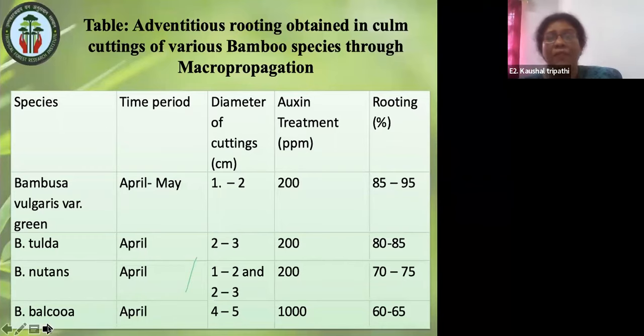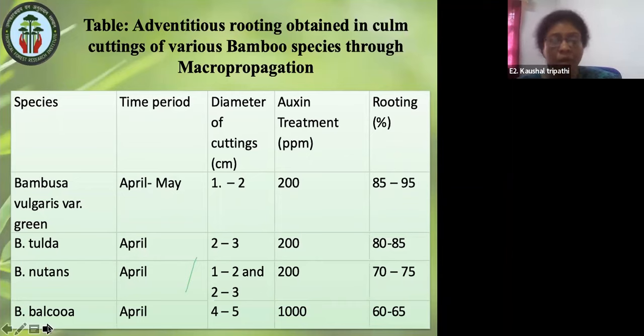And this is a table of the adventitious rooting obtained in culm cuttings of various bamboo species. For Bambusa vulgaris variety green, we find that April to May is the best time for collecting the cuttings. The diameter of the cuttings we used was 1 to 2 centimeters, and the auxin treatment was 200 ppm IBA. And for Bambusa vulgaris, we get a very good rooting percentage of 85 to 90%.